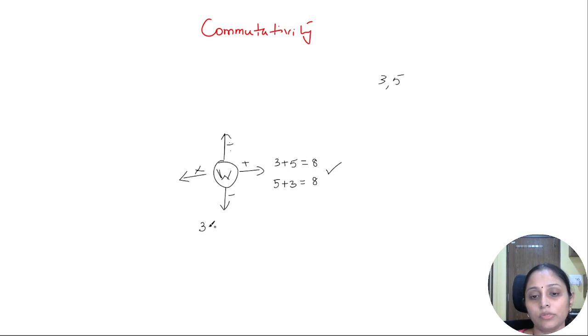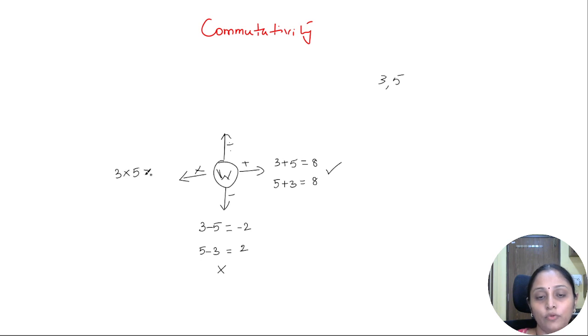Now coming to subtraction. A operation B is 3 minus 5. B operation A is 5 minus 3. Now 3 minus 5 will give me minus 2. 5 minus 3 will give me plus 2. Now clearly these two are not equal, so we can conclude that subtraction is not commutative for the set of whole numbers. Now coming to multiplication.